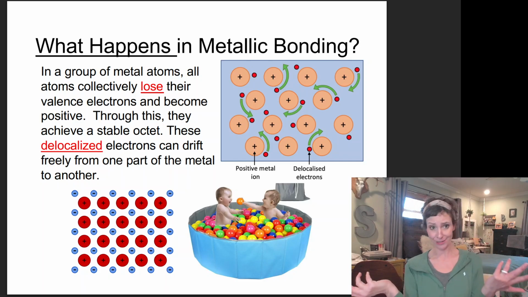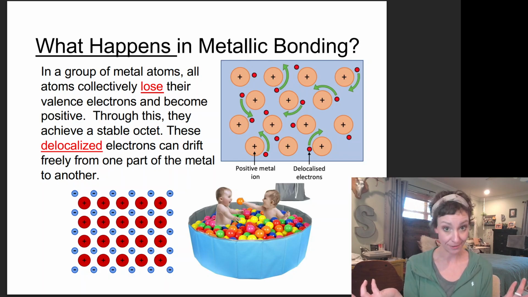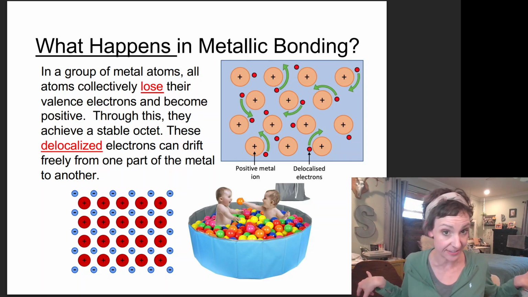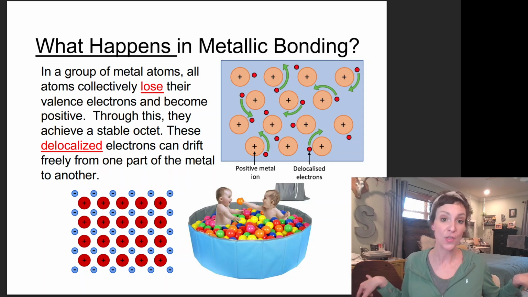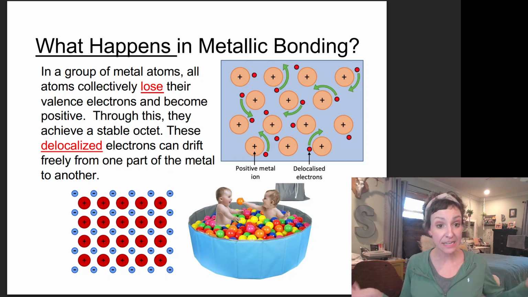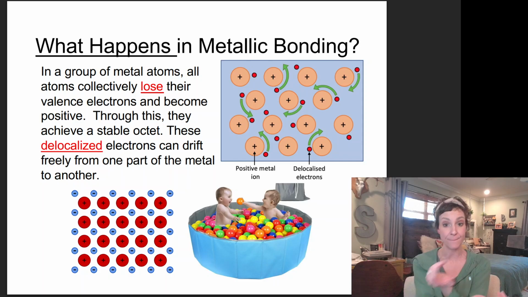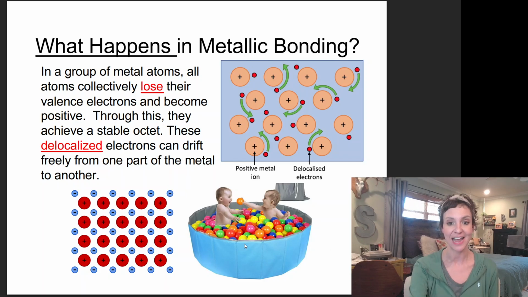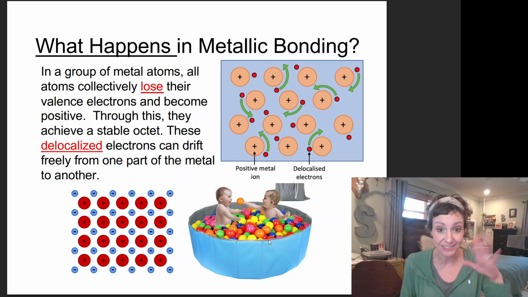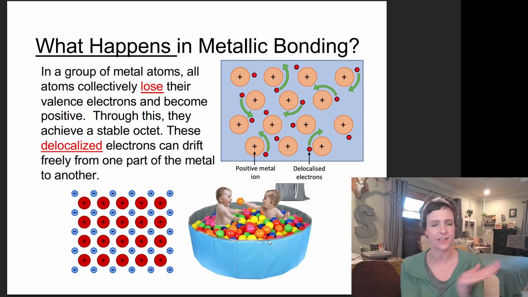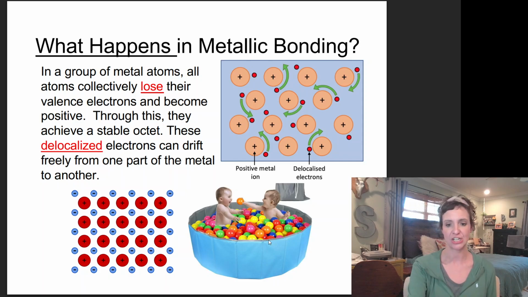So what happens in metallic bonding? In a group of metal atoms, all atoms collectively lose their valence electrons and become positive. Through this, they achieve a stable octet. These delocalized electrons can drift freely from one part of the metal to another. And I think I mentioned in our first video that, y'all, it's kind of like little kids swimming around in a ball pit where the balls are the valence electrons and the kids are the metal cations. It is a very fluid structure.